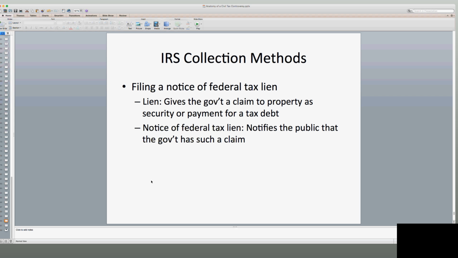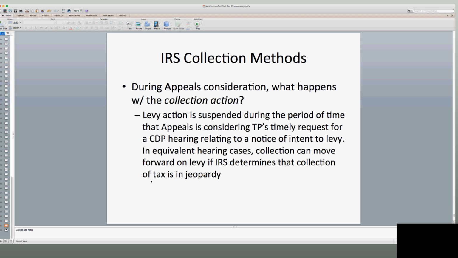Filing a notice of federal tax lien. Basically, a lien gives the government a claim to property, a security, or payment for a tax debt. Notice of federal tax lien notifies the public that the government has such a claim. During appeals consideration, what happens with the collection action? Levy action is suspended during the period of time that appeals considers a taxpayer's request for a CDP hearing relating to a notice of intent to levy.